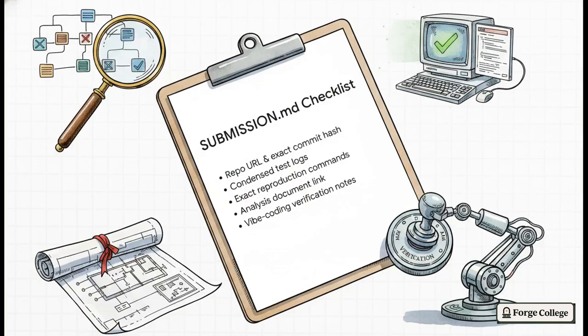To make this happen, you'll create a single submission markdown file. This acts as your final punch list on your engineer's clipboard. It gives the evaluator everything they need in one quick glance. You'll include the repository URL and the exact commit hash so they're looking at the right version of history. You'll include condensed test run logs in a simple text file showing exactly what passed, provide the exact copy-pastable commands to reproduce your environment locally, add a direct link to your comparative analysis doc, and of course, those verification notes we just talked about regarding your AI intern.